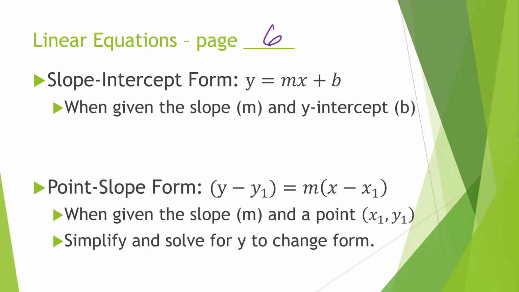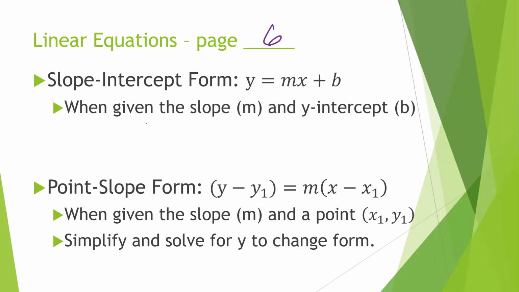All right. So again, this should be overview. Our linear equations, the two most commonly used ways of writing a linear equation is going to be your slope-intercept form. So we have y equals mx plus b when given the slope and the y-intercept. If it asks you to put it in slope-intercept form and it's in standard, to go from standard to slope, you're going to use inverse operations, correct?